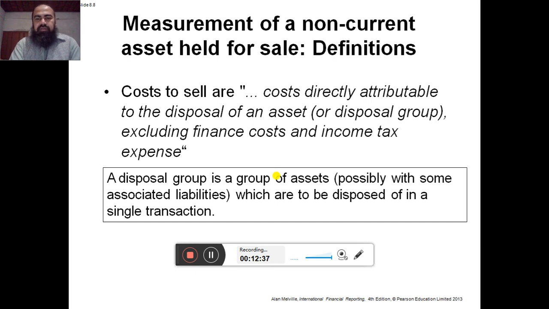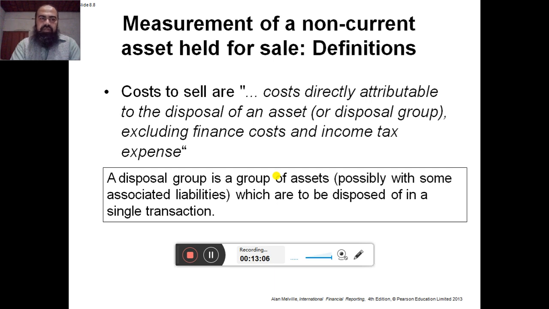First of all, previously we were discussing that there is a non-current asset. We were talking about one non-current asset. But if we are selling a group of assets in this way, it will become a disposal group. अगर एक एसेट होगा तो उसको हम नॉन करंट एसेट कहेंगे, और अगर वो मिलजुल के एक ग्रुप ऑफ एसेट होगा तो उसको हम डिस्पोजल ग्रुप कह देंगे.